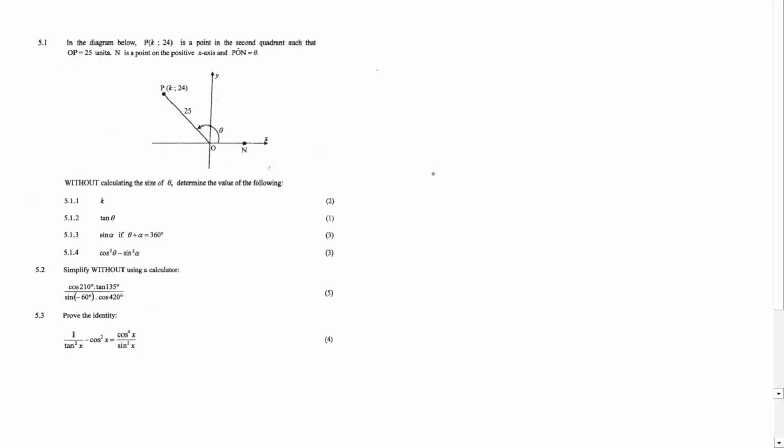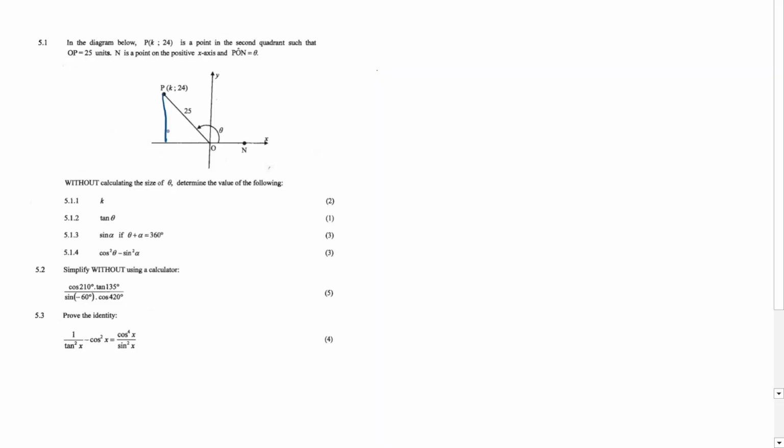In this video, we're going to look at another stunning question of Cartesian planes, reductions, identities. It's all packaged here and ready for us, and so let's dive straight in. So in the diagram below, we've got a point P, which is (K, 24).